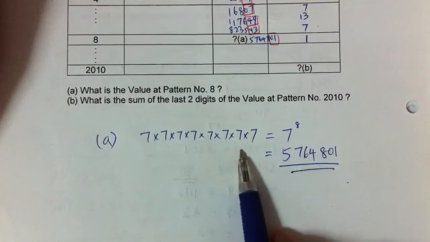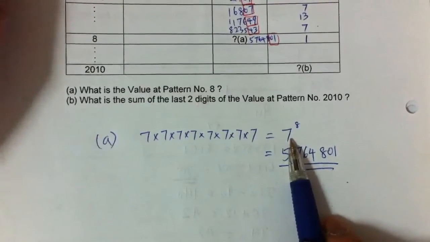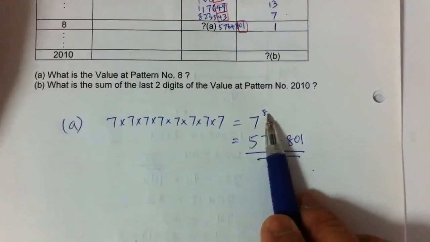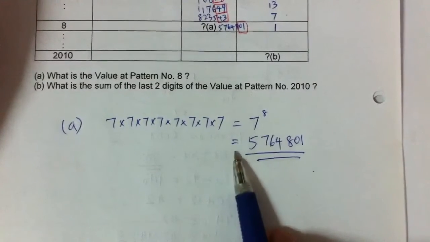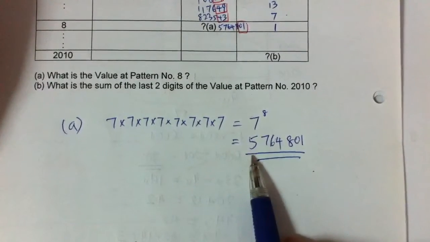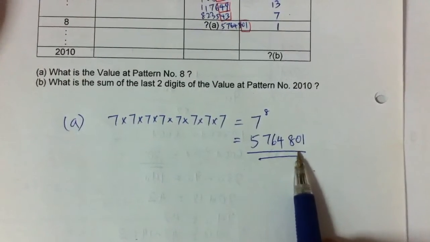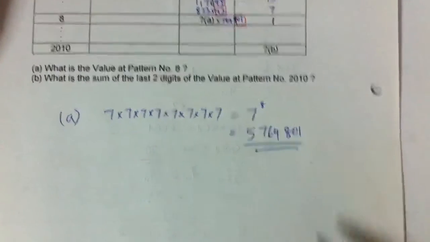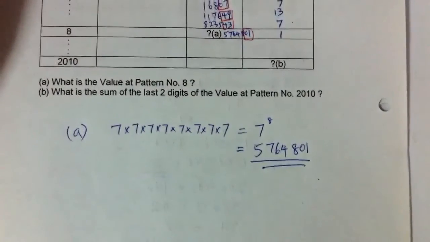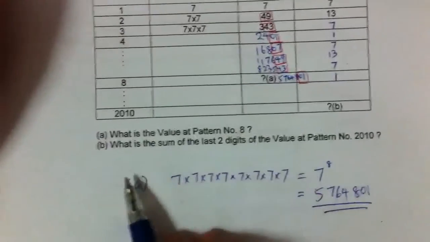7 multiplied by itself 8 times, written in mathematical form as 7 to the power of 8, resulting in this number: 5,764,801. So that is for part A. Now for part B, it's slightly more difficult.